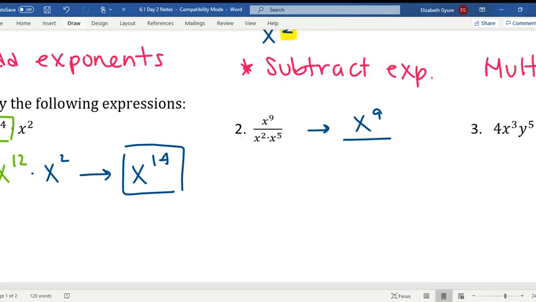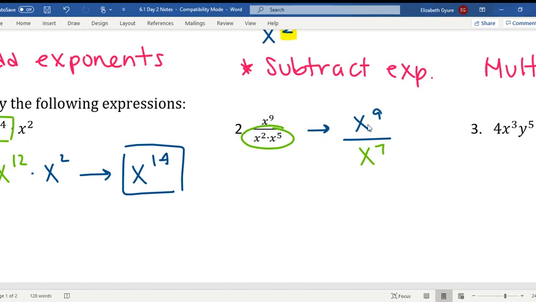Then on the bottom, I have x to the 2nd times x to the 5th. So we're multiplying, right? So we're going to apply our product rule. Corey, how would I apply my product rule here? What do I have to do with my 2 and my 5? Good, I am going to add them together. So 2 plus 5 is going to give me 7. So now I have x to the 9th over x to the 7th.